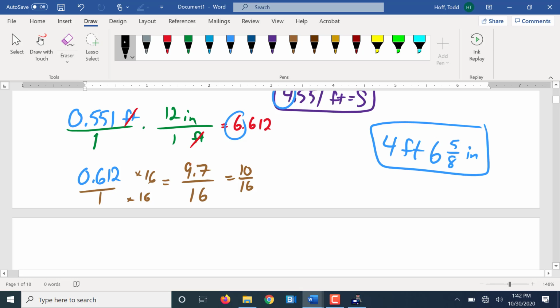Now, 4'6" 5/8", basically 4'6". That's a pretty small gazebo.